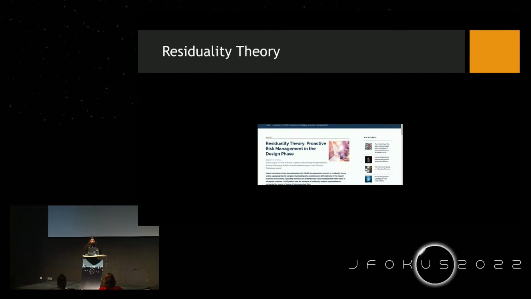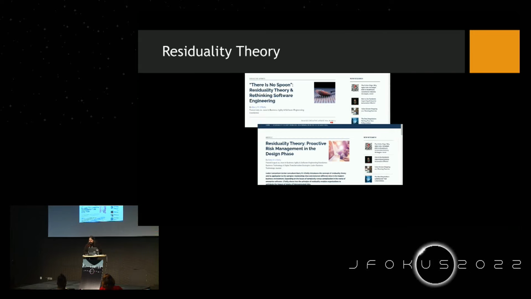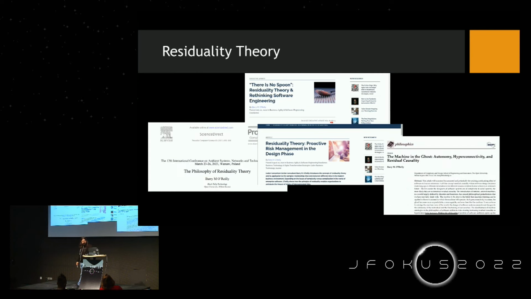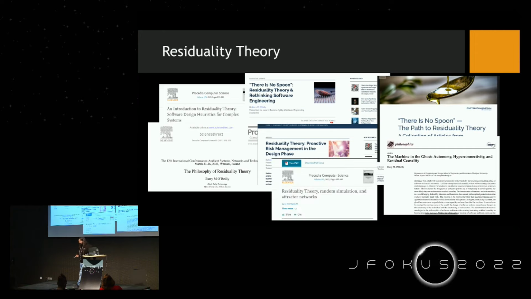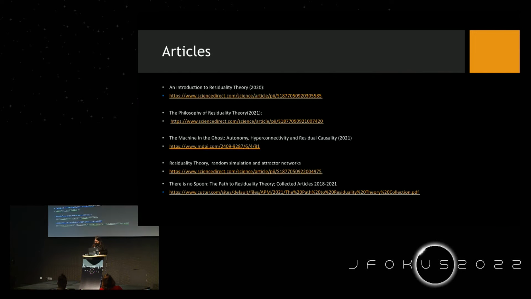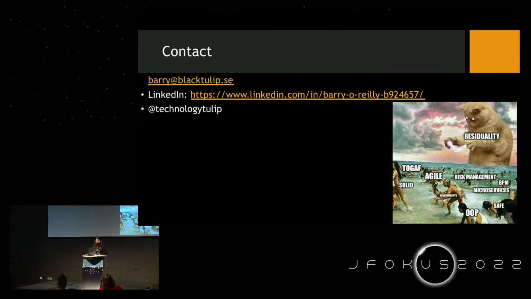There's a whole bunch of articles that I've written on this. These two are a little bit softer, written in an enterprise architecture magazine in the United States. There's a bunch of computer science papers and even one philosophy paper, because there's a philosophical aspect to this that asks, why do we believe what we believe as software engineers? Where do we get those ideas from? There are links to all those articles in the slides, and here you have my contact information if anyone wants to reach out and ask any questions.